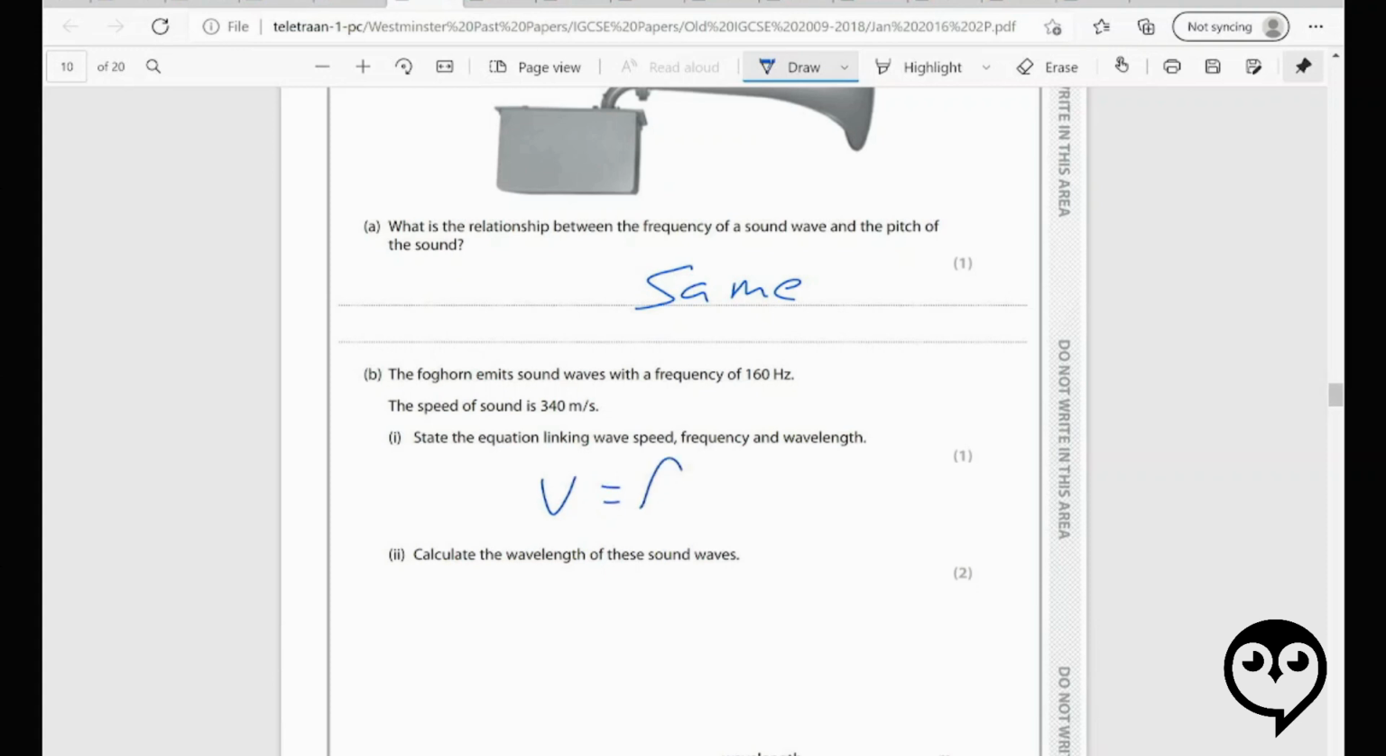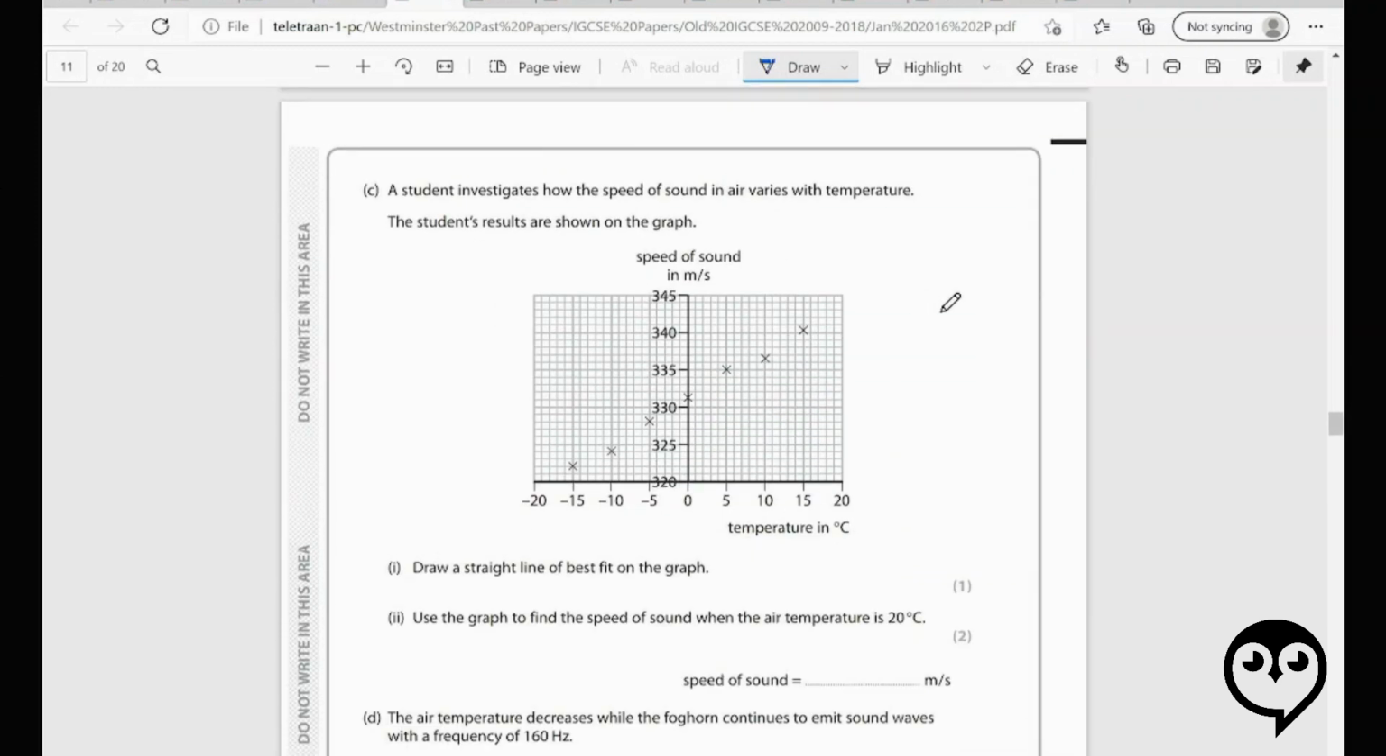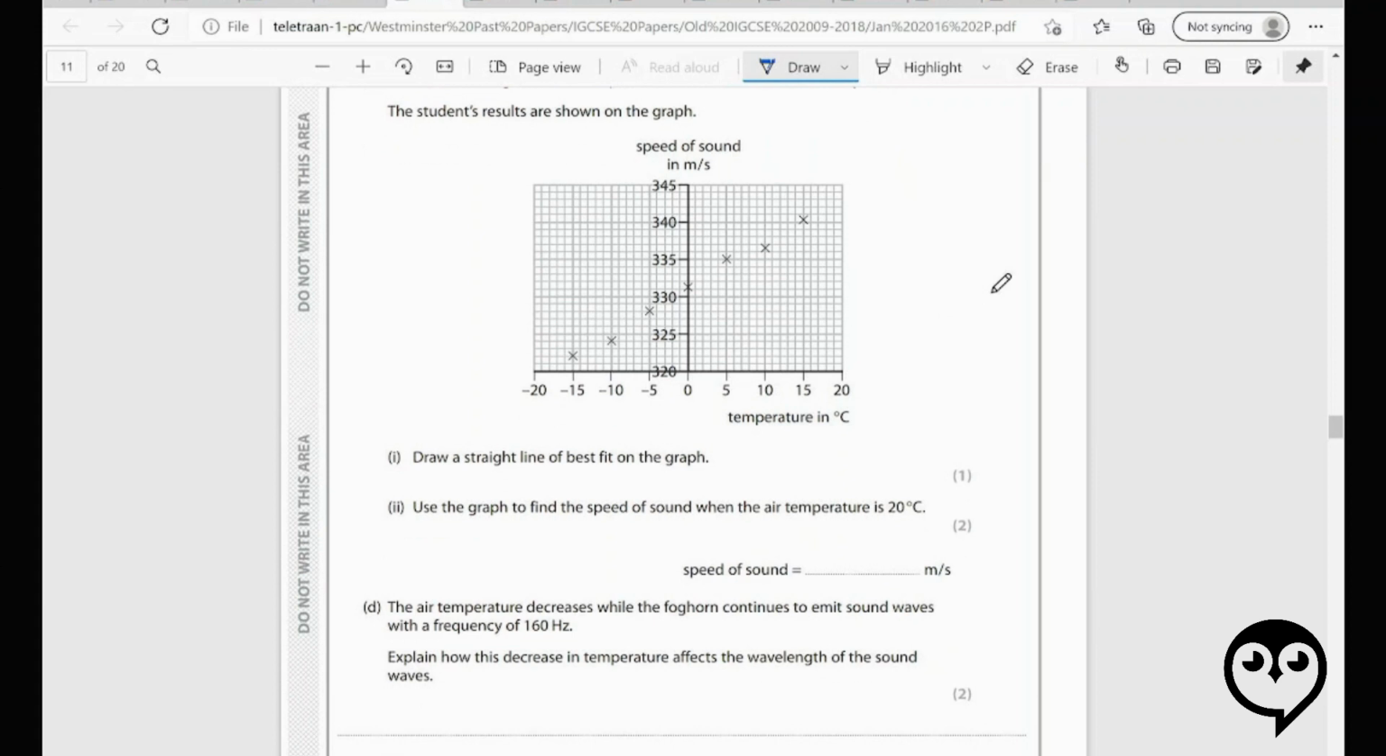Part B, what's the wave equation? Some exam boards give it to you, some don't. Edexcel needs you to know it. Calculate the wavelength. Okay, so if I want the wavelength, I'm going to rearrange, and my frequency is going to go down underneath. And so they told us 340 divided by 160, and our wavelength is 2.125 meters. And in this question here, we've got a graph. It says draw a line of best fit.